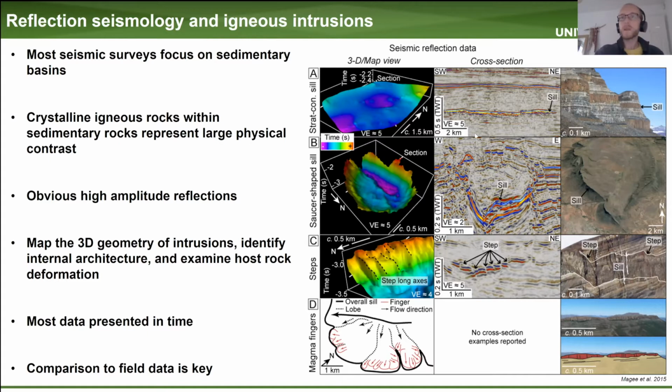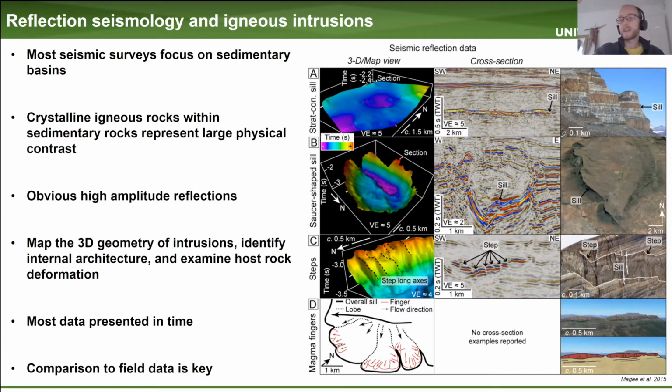So not only can we see them in cross section as we see here, and there are multiple types of intrusion geometry, but we can also map them out in 3D as well. So here's our strata concordant sill, and here's what we call a saucer-shaped sill. This is quite a common geometry that we see within this sort of data. We can look a bit closer and we often see little disruptions within these reflections that we can relate to magmatic steps, and those are things that I'll come on to later.